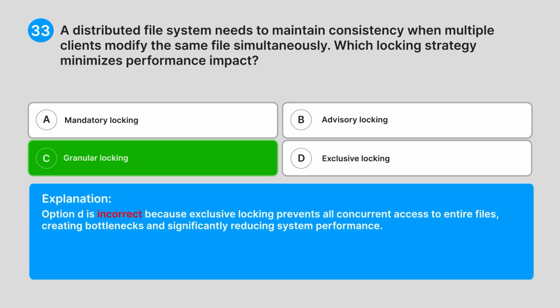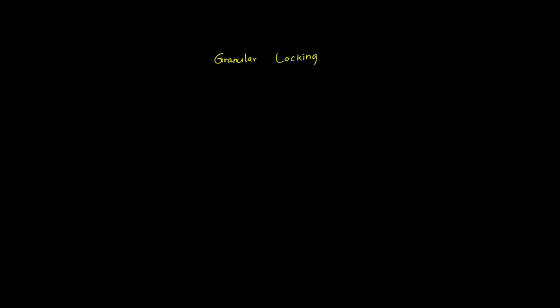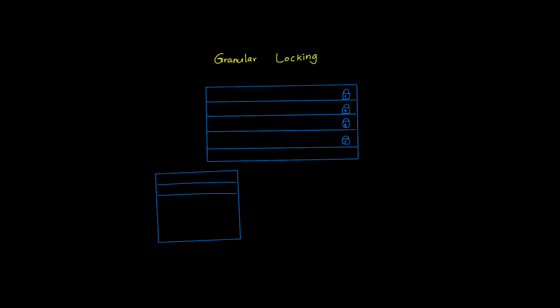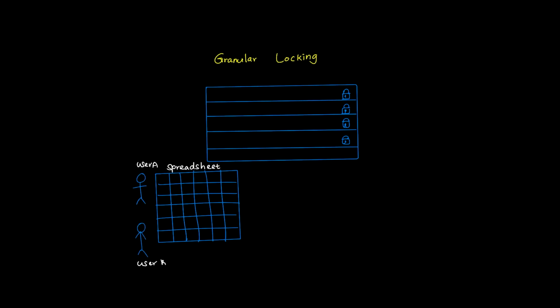Option D is incorrect because exclusive locking prevents all concurrent access to entire files, creating bottlenecks and significantly reducing system performance. Granular locking revolutionizes concurrent file access in distributed systems. Instead of locking entire files, granular locking allows different parts of a file to be locked independently. Imagine a large spreadsheet where user A edits rows 1 through 10, while user B works on rows 50 through 60. With granular locking, both can work simultaneously because they're accessing different regions.